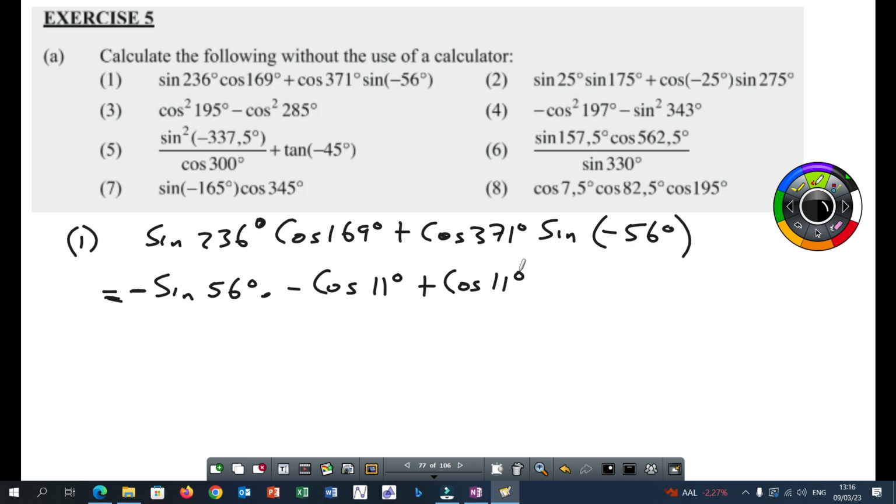Do you agree with me then? Because it's more than 360. So 371 minus 360 will give you 11 degrees. I'm not guessing. Okay? Then sine minus 56, that will be minus sine 56 degrees. So 4 marks so far. Yes. 4 marks to do that? Yes. 1 mark, 4. If you know your reductions, you can collect a lot of marks.